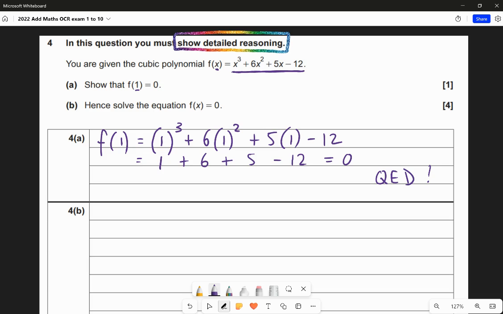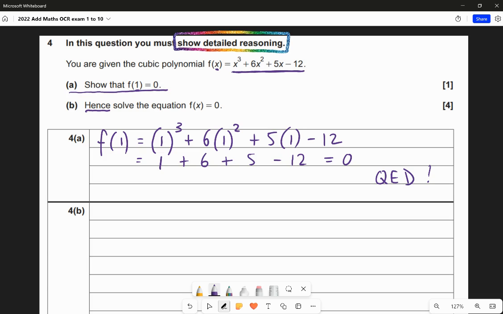Part B, hence solve the equation. Lovely, hence. So don't show it in any other way, hence. So using your answer to part A, solve this equation. Well, part A has shown us something very important.